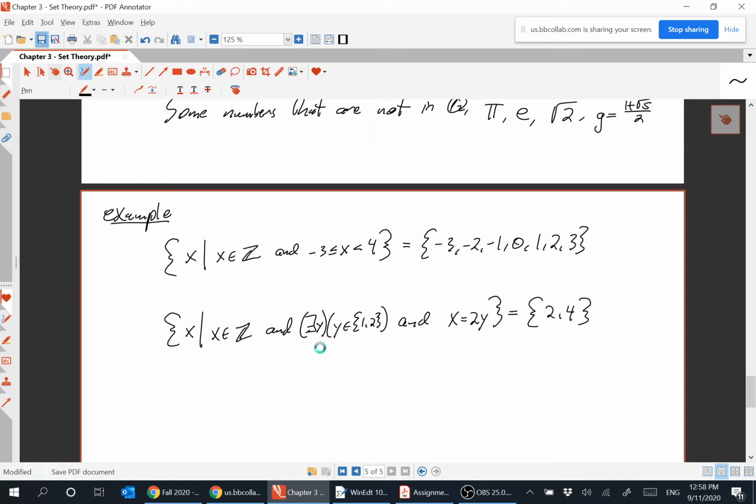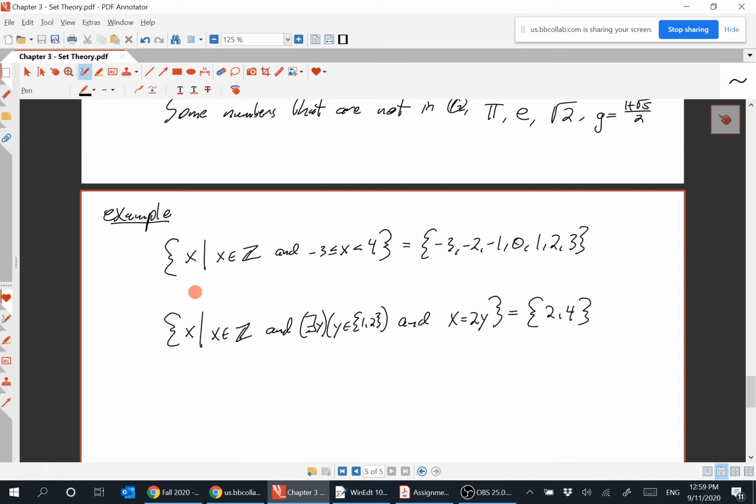The set of all x such that x is an integer, and there is a y in {1, 2}. Well, there's only two things there to choose from, y equal to 1 and y equal to 2. And what's x? In relation to y, it's completely determined. It's just equal to 2y. So either y is 1 or y is 2, and x is 2 or x is 4, 2 times 1 or 2 times 2. Okay? So that's set builder notation.